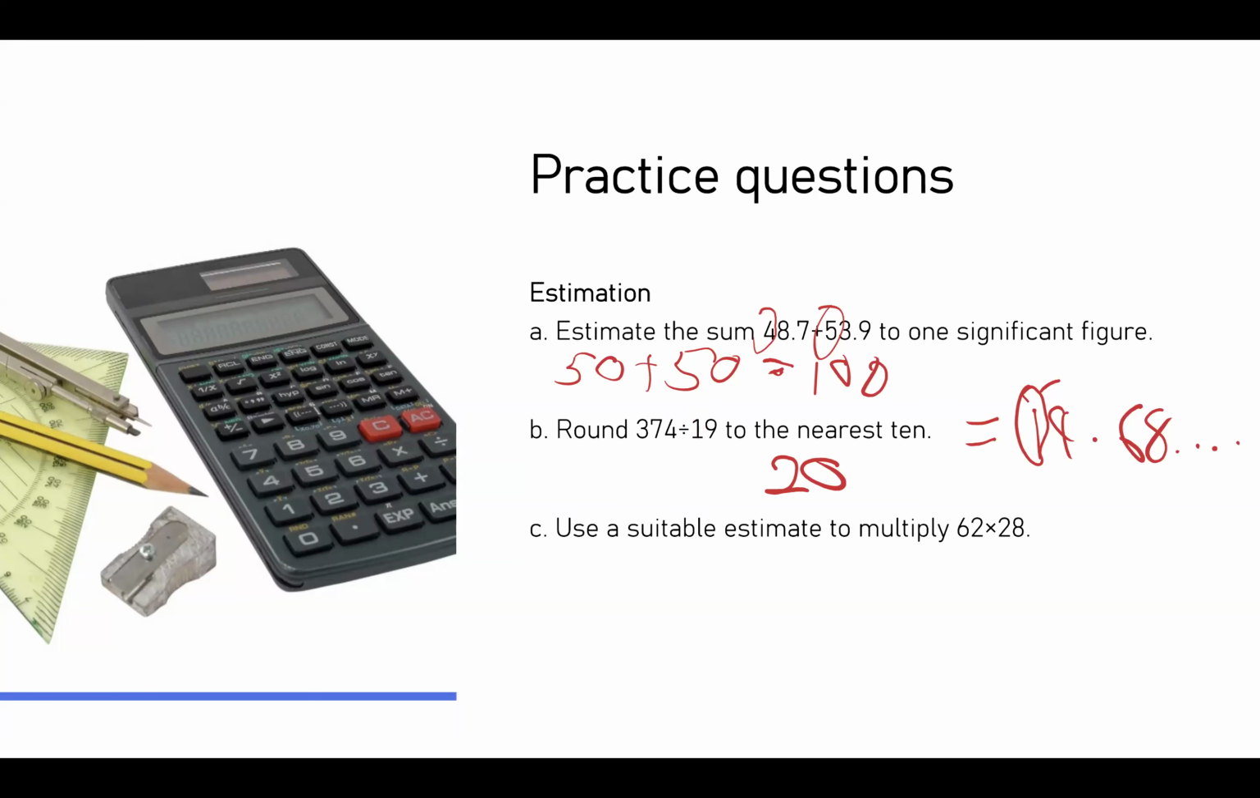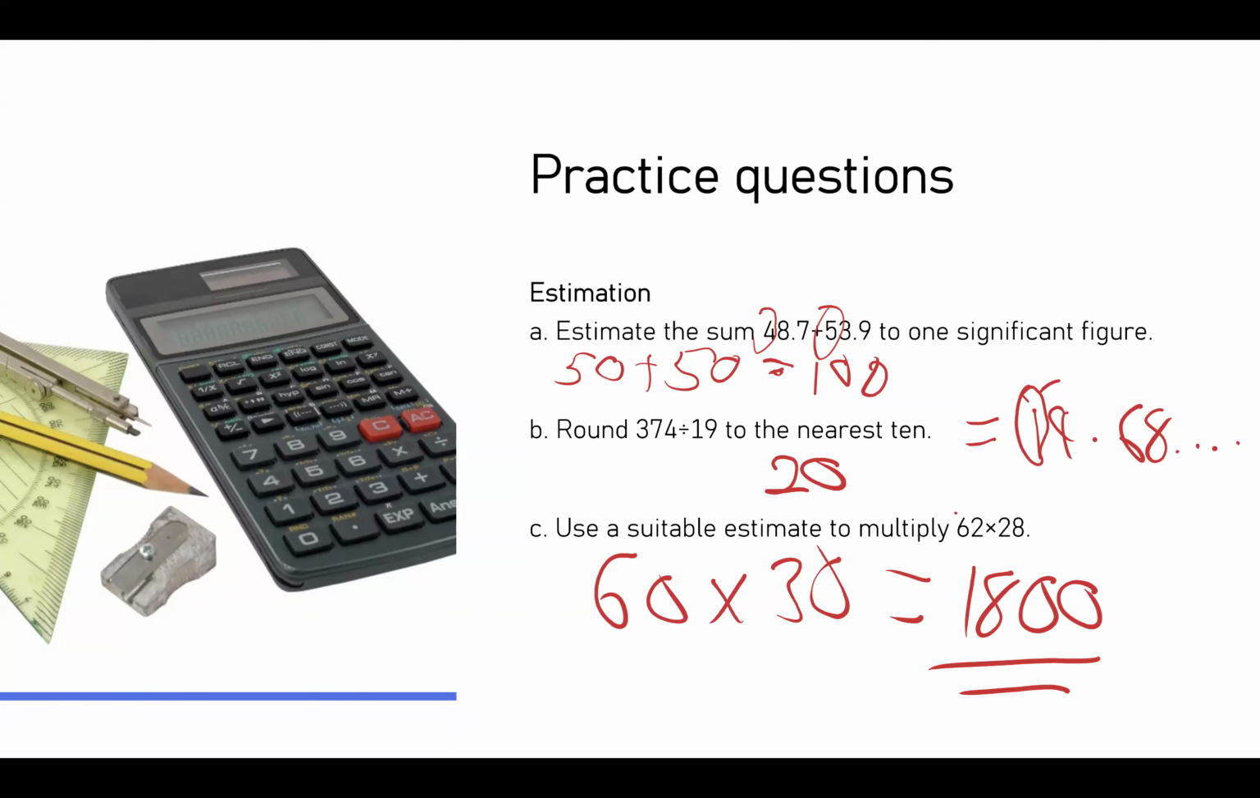Use a suitable estimate to multiply 62 by 28. Again, we'll round to the nearest 10. 62 to the nearest 10 would be 60, and 28 to the nearest 10 would be 30. So we would do 60 times 30, which equals 1,800. That would be a suitable estimate.